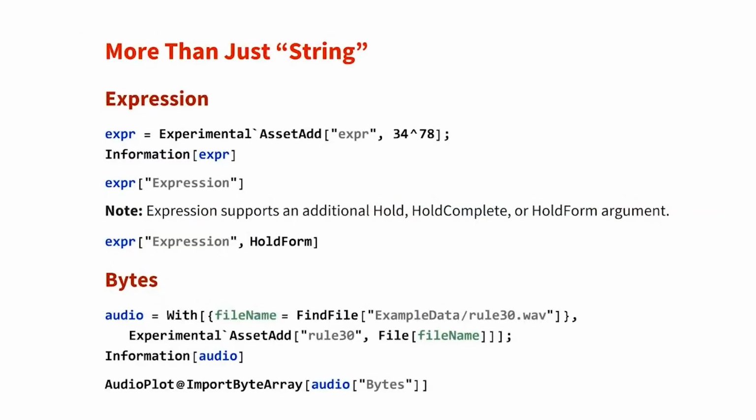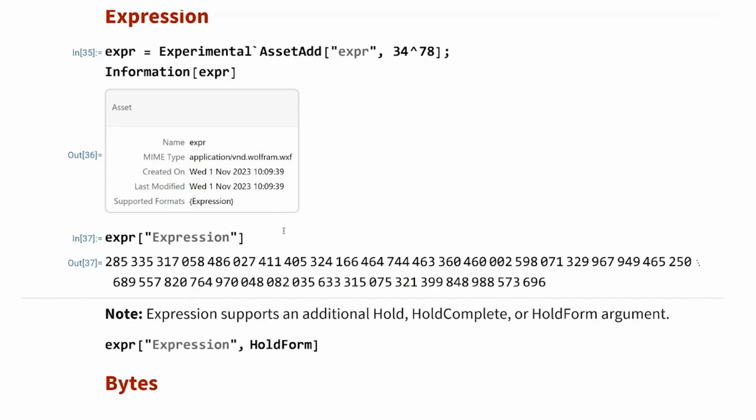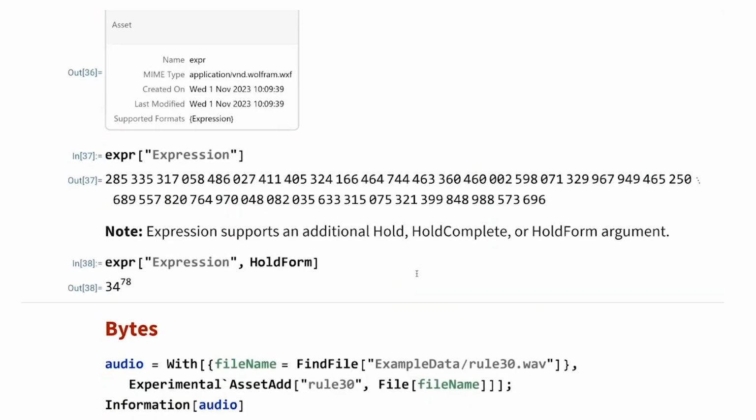But obviously, assets are more useful than just strings. A lot of the time in the language, you want to work with expressions. So here's a quick example. I just have 34 to the 78th power. I'm going to add that as an asset. As you can see here, we know that this is an expression. You can see that the supported format is expression. You can get it back and you get back the evaluated result. But that's not actually what was stored, because it's hold rest. You can actually ask for it, supplying a second argument for expression, which will allow you to get it back held so you can actually see the original input.